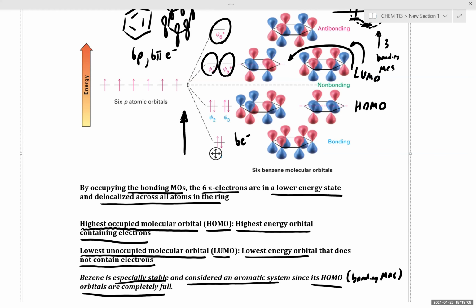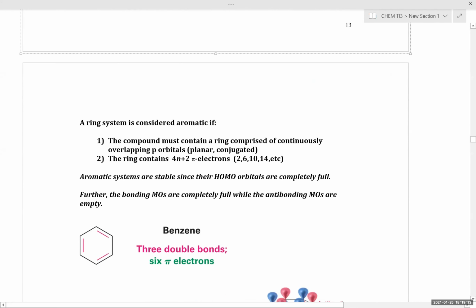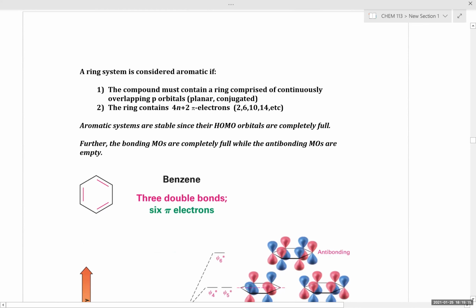Okay, so let's keep going now. And let's talk about aromaticity and the Huckel 4n+2 rule. So a ring system is considered aromatic if the compound contains a ring comprised of continuously overlapping p orbitals. So it must be planar and conjugated.